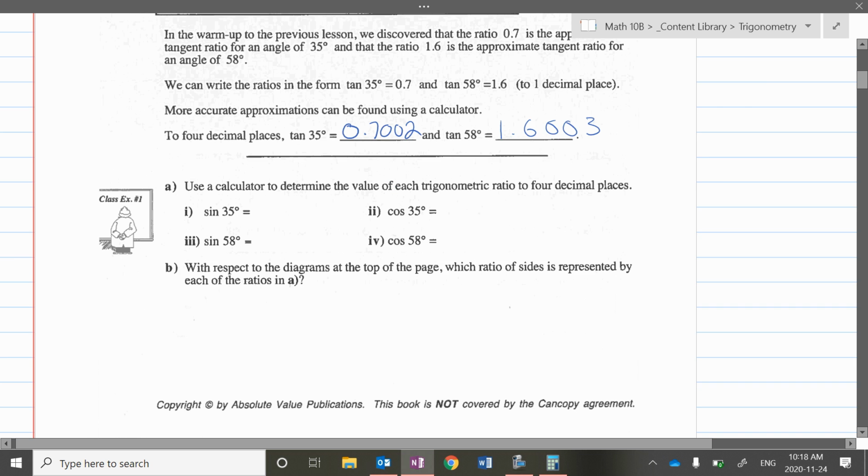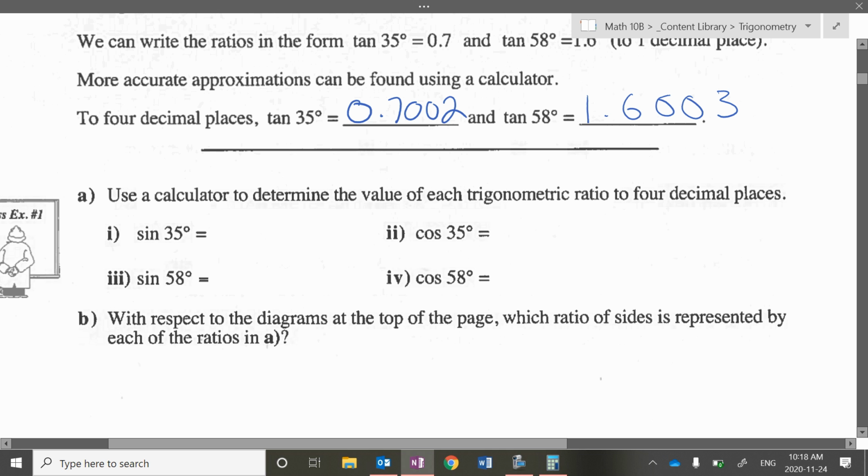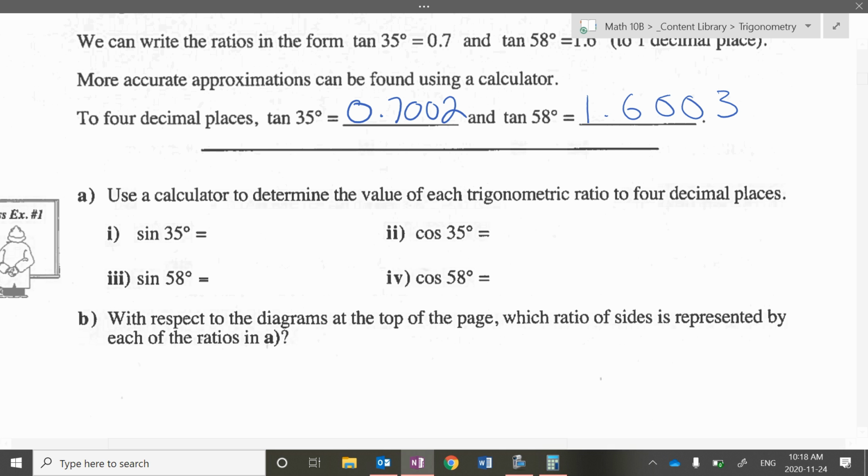Okay, I want you to go through class example 1. Find all 4 of those in your calculator. So you're going to press sine of 35, sine of 58, cosine of 35, and cosine of 58. So you're doing this to 4 decimal places. So this is basically practice pressing buttons right now.